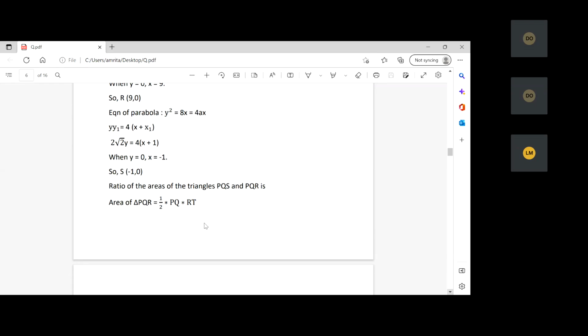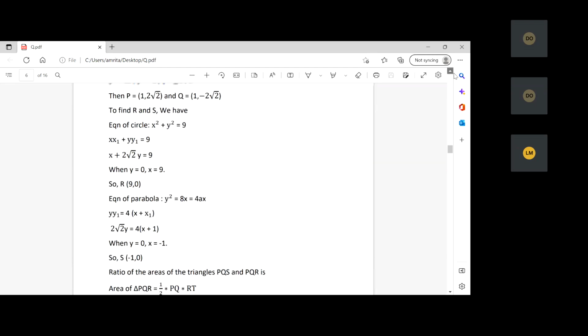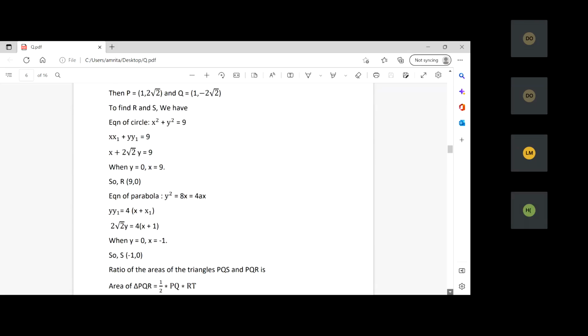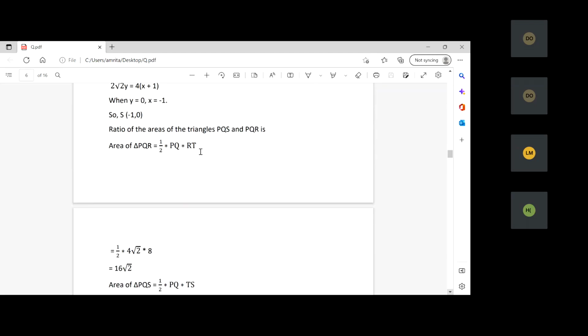Here, the first one is the area of triangle PQR. It could be half into PQ into RT. I have the value of PQ, and from this I can find RT. If S is (minus 1, 0), then this is the middle, so the T point will be (1, 0). So it is half into base into height. Once you have all these coordinates, it's easy to find the value of PQ and RT and solve for the area.